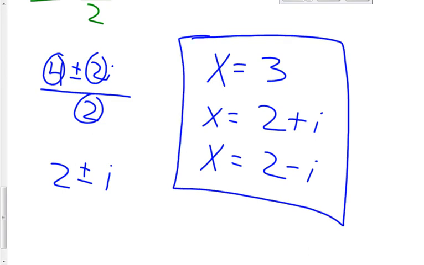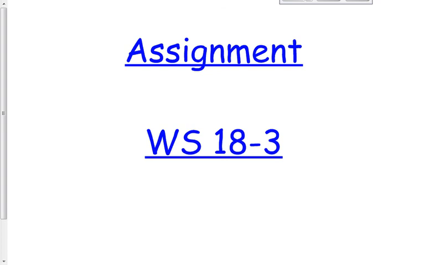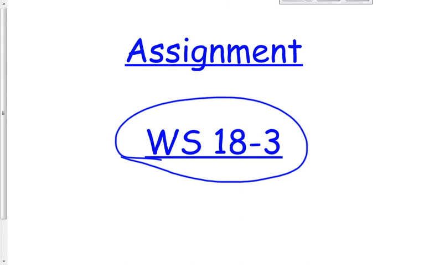So our last assignment here for Chapter 18, you're going to get a worksheet on 18.3, which does this exact same stuff. Be sure to let me know if you have any questions when you get this worksheet tomorrow.